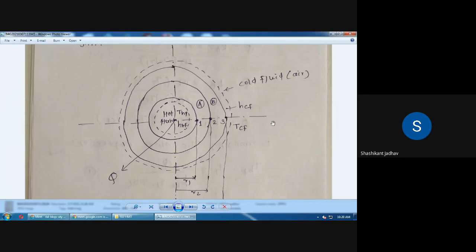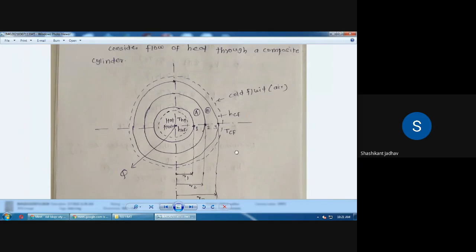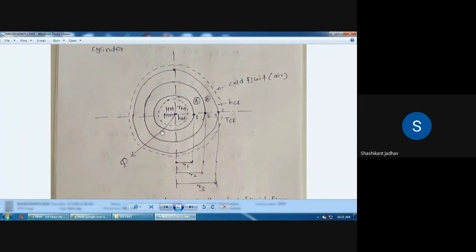Okay, so temperature of this outside air is nothing but temperature of cold fluid, and heat transfer coefficient is nothing but HCF. Okay, and at the inside of the cylinder there is a hot fluid. Temperature of hot fluid is THF. HF is nothing but hot fluid, and heat transfer coefficient of hot fluid is HHF. So this Q amount of heat is conducted out from that particular composite cylinder.